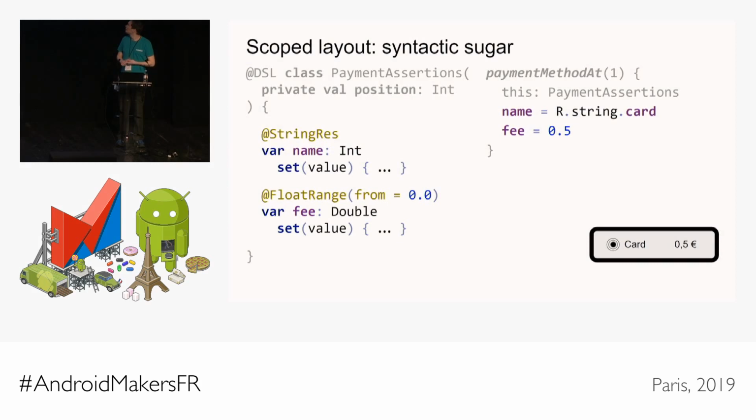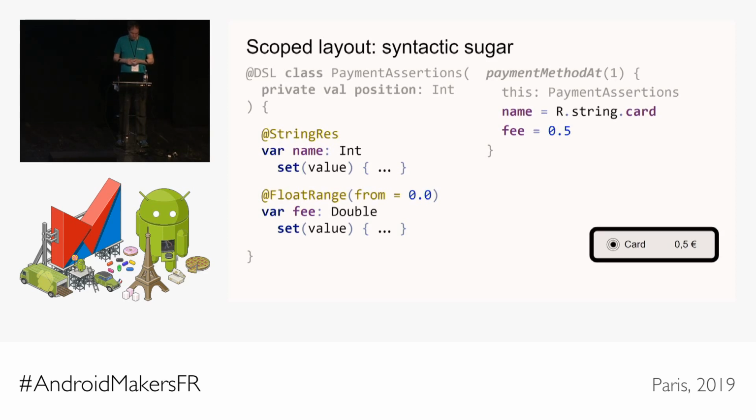So now that we have a receiver and a class, we can add properties to it. And these properties will be used to validate the assertions that we want to see on the UI. So we are checking that the label is card and the fee is 0.5. Using properties here is useful for making it easy to read, because we are used to having data represented as properties and the actions represented as functions from object-oriented programming.